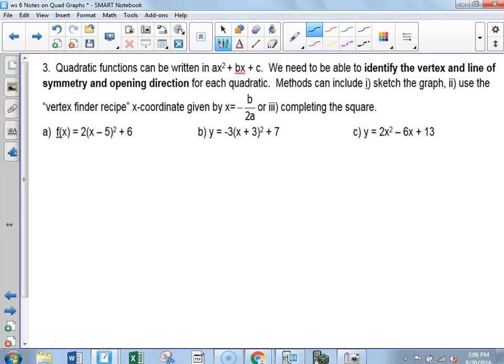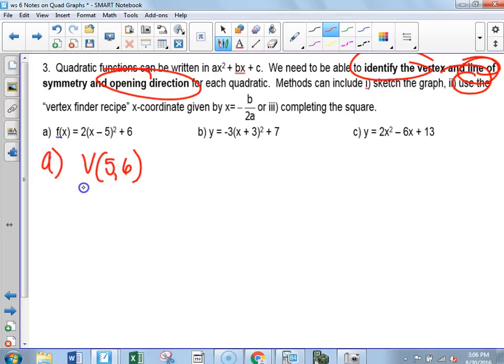Some of these are very easy. Some are not in a form where it's easy to pick these things out. We are going to do one of these on the calculator, or even 2. We'll see. Quadratics are written in this form. We're supposed to identify the vertex, the line of symmetry, and what direction it opens. So for A, can you tell me the vertex? Okay, and line of symmetry?